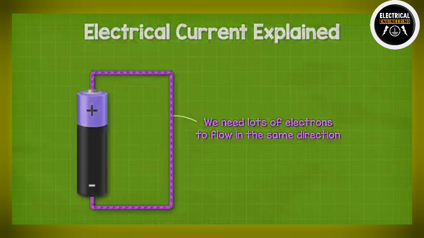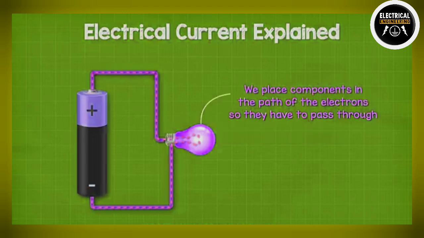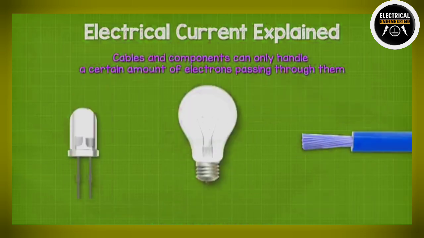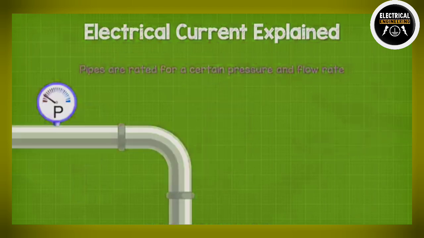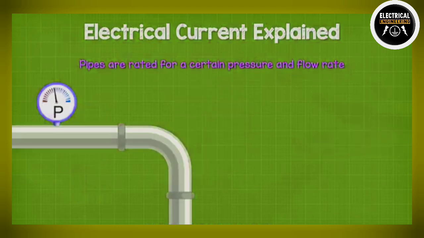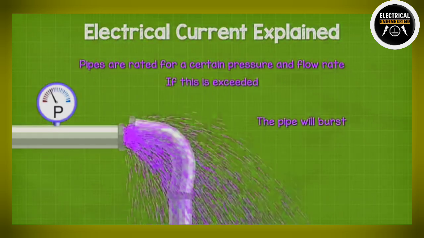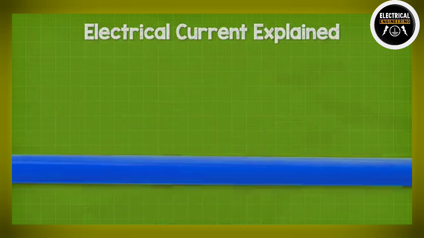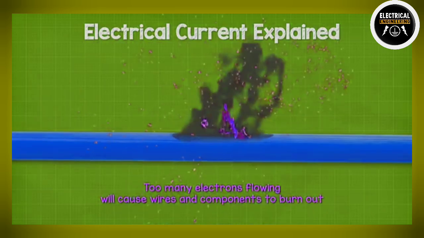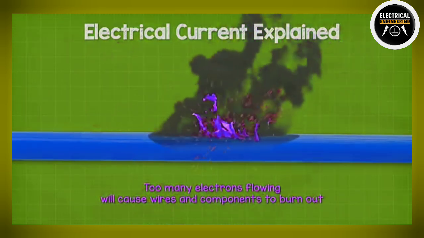We need a lot of electrons to flow along a circuit and through our lamps to get them to shine brightly. However, the cables and lamp can only handle a certain amount of electrons passing through them, just like a pipe is rated to handle a certain amount of water passing through it, or a certain pressure. If it were to exceed this, then the pipe will just burst. Likewise, if too many electrons pass through the cable or the lamp, then they will burst or burn out.